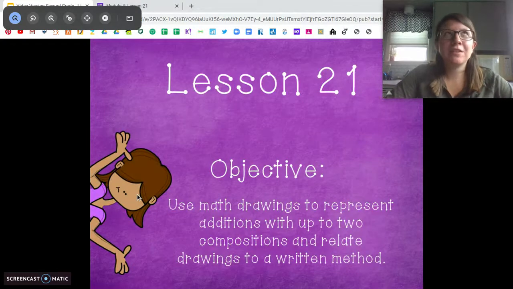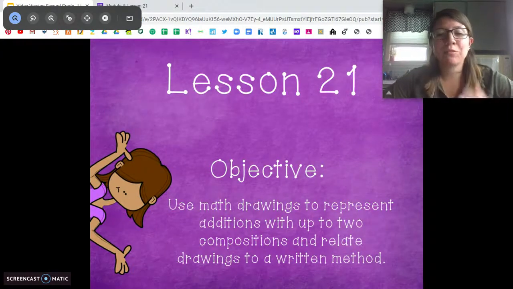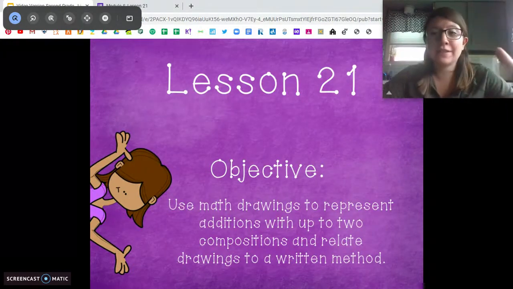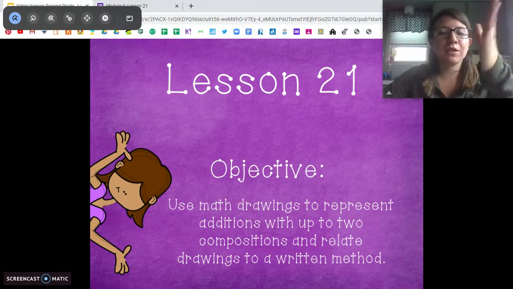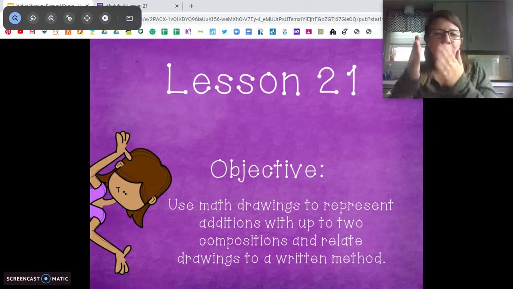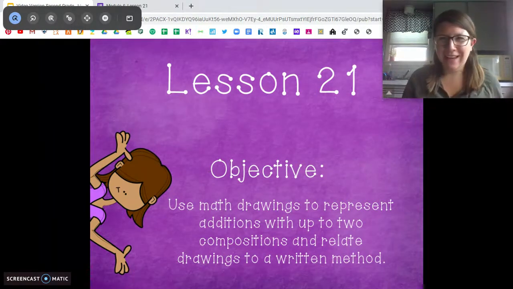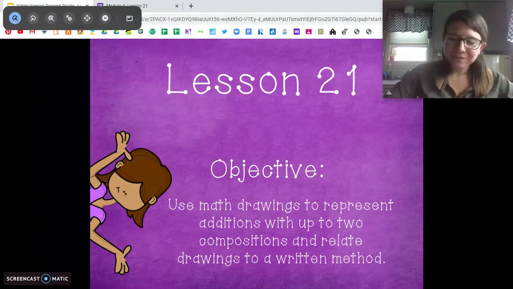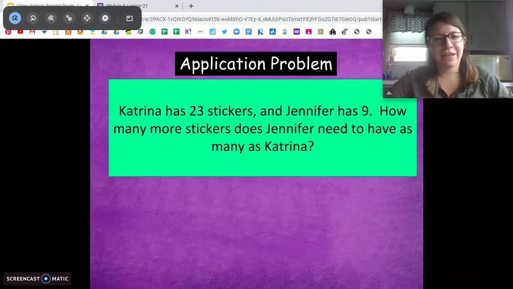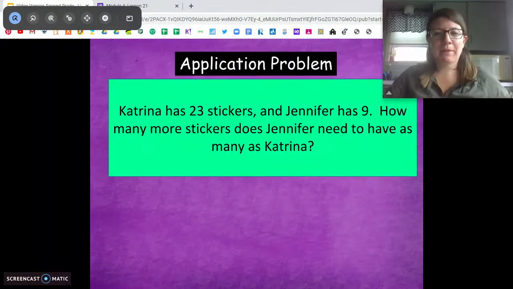Since you guys have been doing such a good job with this and I'm super impressed, we're just going to continue the practice today, and we're going to do a couple problems with numbers in the hundreds place. So instead of just 2-digit numbers, we're going to add a third digit to some of our problems. You guys got this because you've been doing so well. So we're going to start off with our application problem. So grab your paper and pencil.